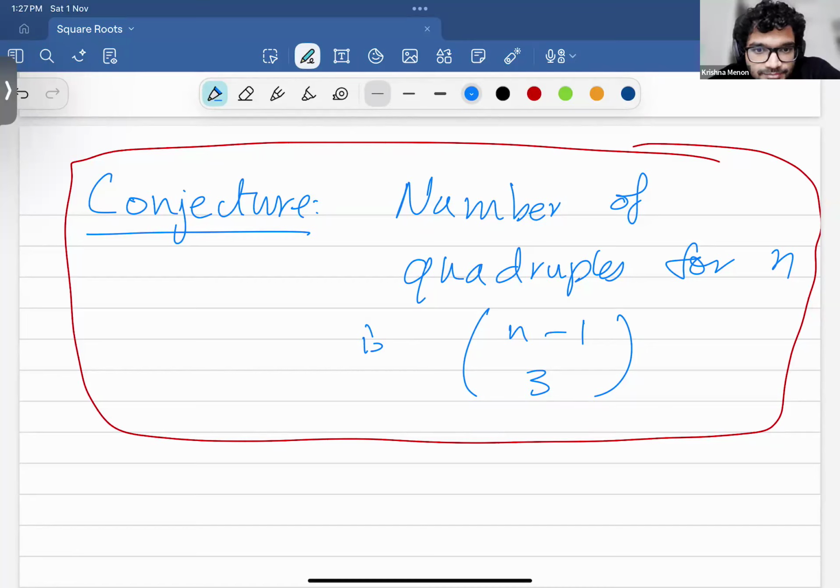Sir, we can prove it similarly to how we proved the triples thing using the pairs thing. We can prove the quadruples thing using the triples thing. I just don't know how I need to calculate it well, but we can prove it like that. Okay, if you like that way, then you can try both ways and see whether you get the same answer for both.